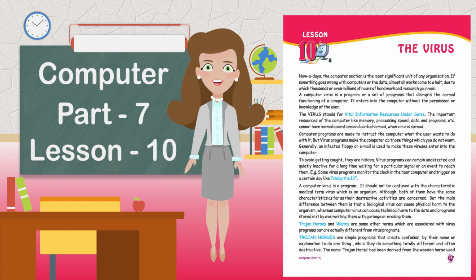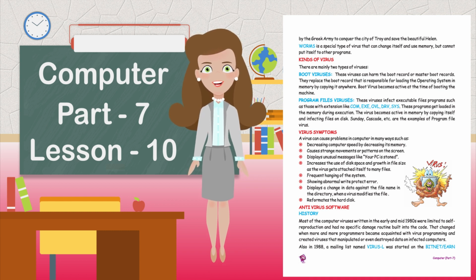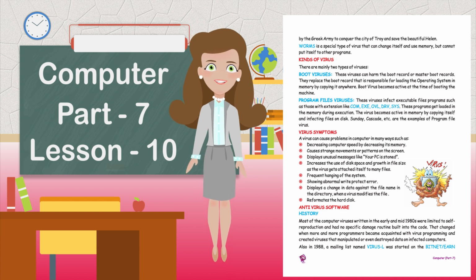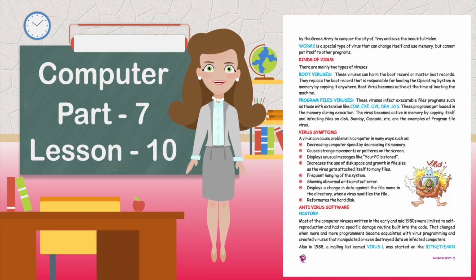The name Trojan horse has been derived from the wooden horse used by the Greek army to conquer the city of Troy and save the beautiful Helen. Worms are a special type of virus that can change itself and use memory but cannot attach itself to other programs. Kinds of virus. There are mainly two types of viruses.